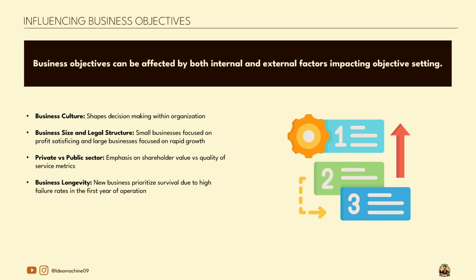Business size and legal structure, which means that small businesses are more focused towards profit satisficing, which we went over in the last chapter, means that you make enough profit to satisfy the owners of the company. Whereas a large business might be focused on rapid growth, which means their idea would be to employ more people and focus on rapid growth because they have the funds to do so. Private versus public sector and how they influence a business objective. Private sector is primarily emphasized on generating more shareholder value, versus a public sector would be on more quality of service metrics like are the wait times longer, are our customers happy, are we making sure that we are delivering the right product for the public, etc.